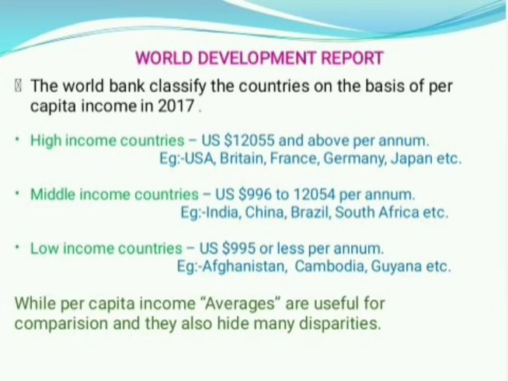The World Bank classifies the countries on the basis of per capita income in its World Development Report in 2017. In this classification, three types of countries are there. First one is high income countries. The countries with per capita income of $12,055 and above per annum in 2017 are called high income countries or rich countries. For example, USA, Britain, France, Germany, Japan, etc.